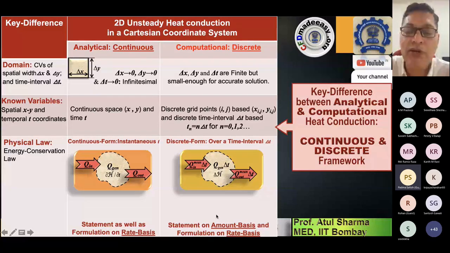So for the discrete form, I came up with the idea that we should use the statement of the energy conservation law that we found in the thermodynamics course, on an amount basis. This is the amount of heat transfer which is entering, this is the amount of heat transfer which is leaving. But we should express the variable, this small q, on a rate basis. So I have expressed here the rate of it.